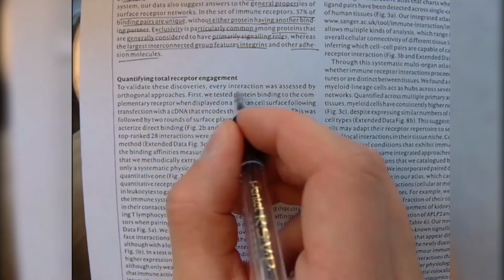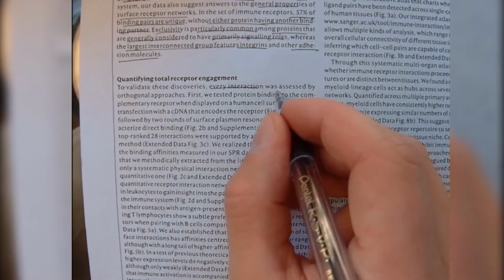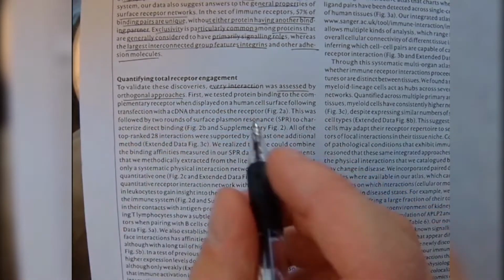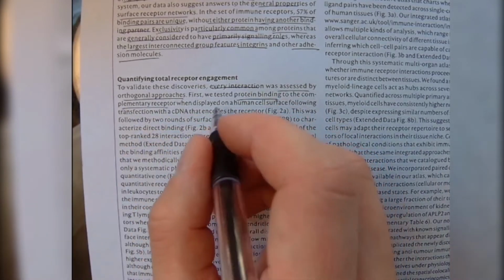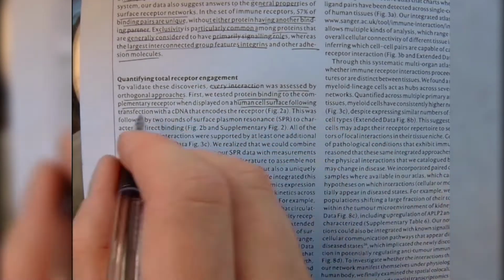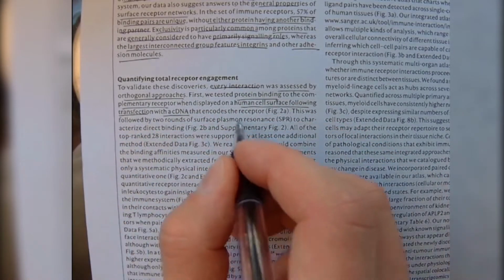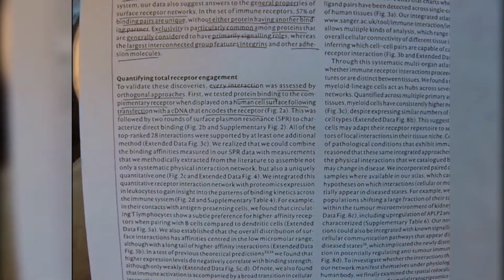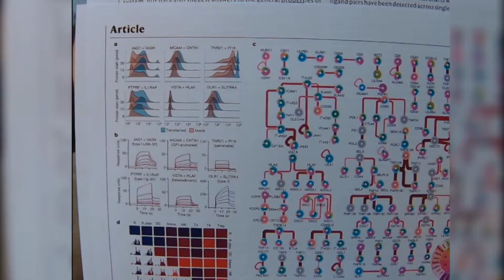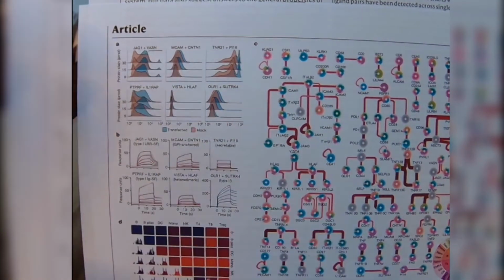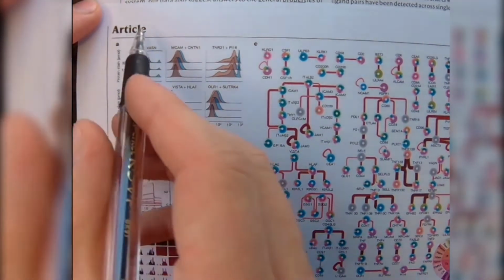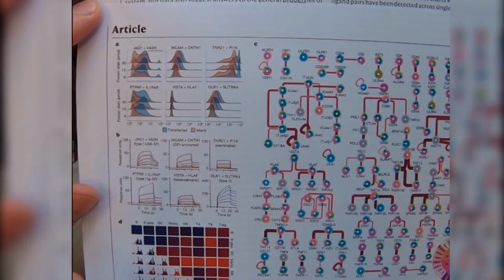To validate these discoveries, every interaction was assessed by orthogonal approaches. "First, we tested protein binding to the complementary receptor when displayed on human cell surface following transfection with a cDNA that encodes the receptor, shown in Figure 2A." Okay, so you can see here in Figure 2A, on the right here are proteins that are transfected into cells, and on the left are their binding partners.